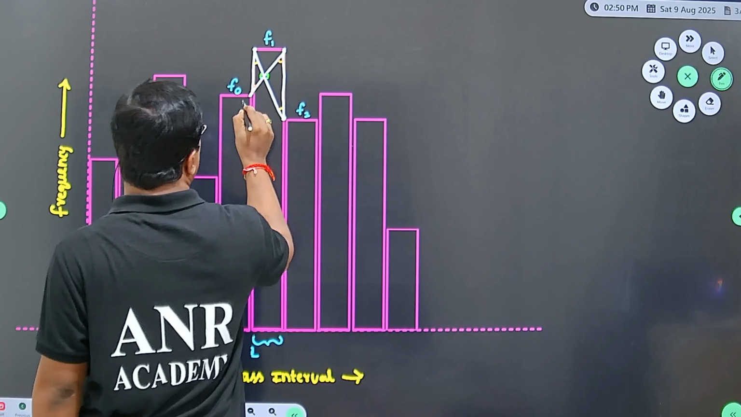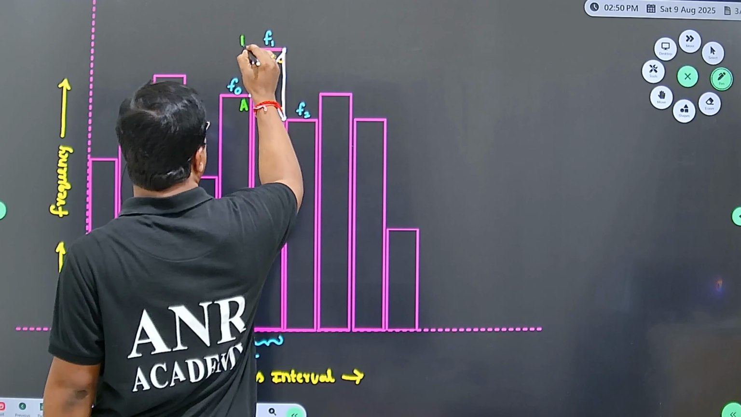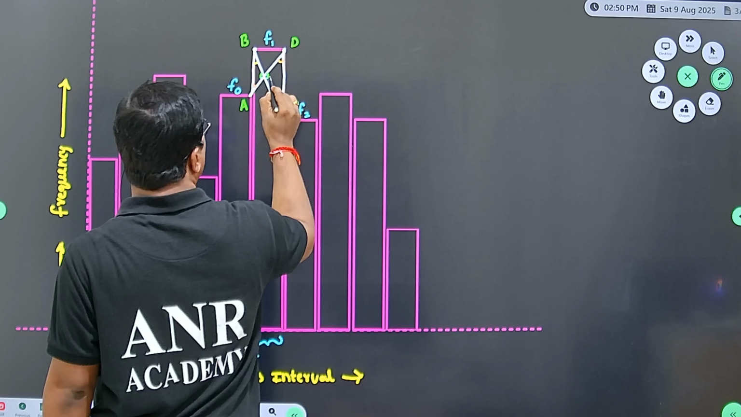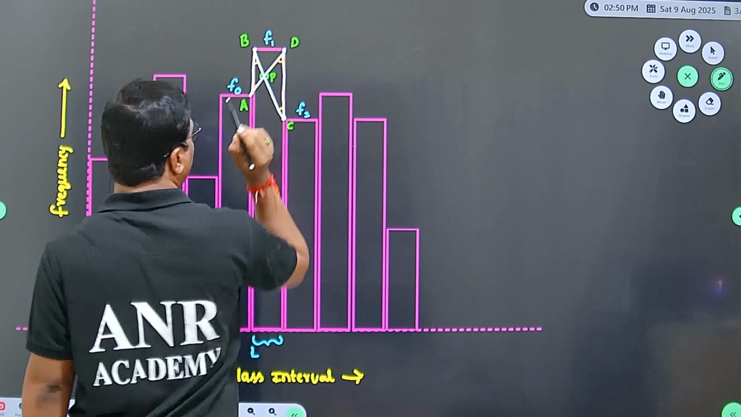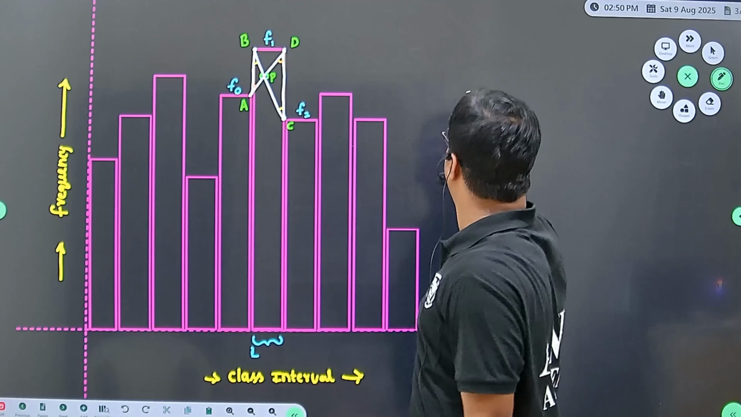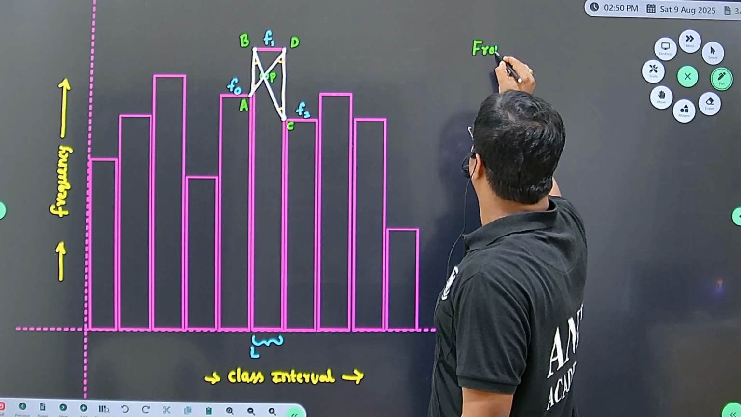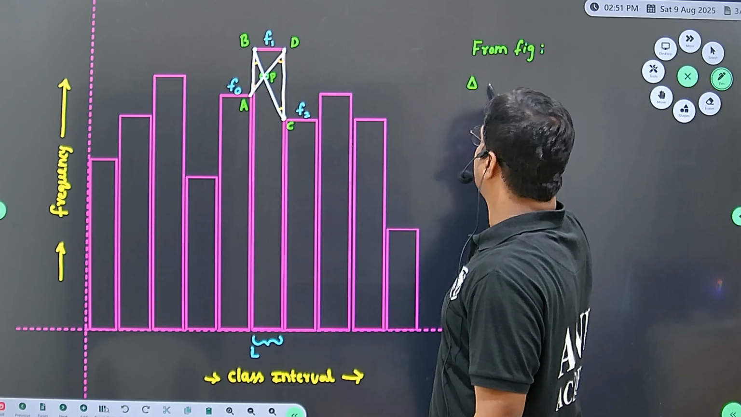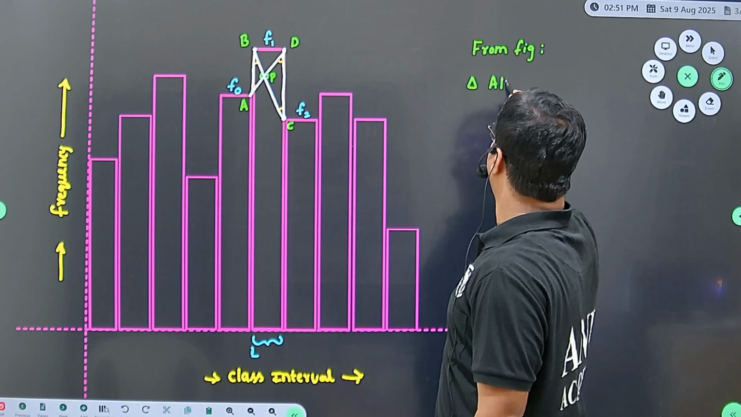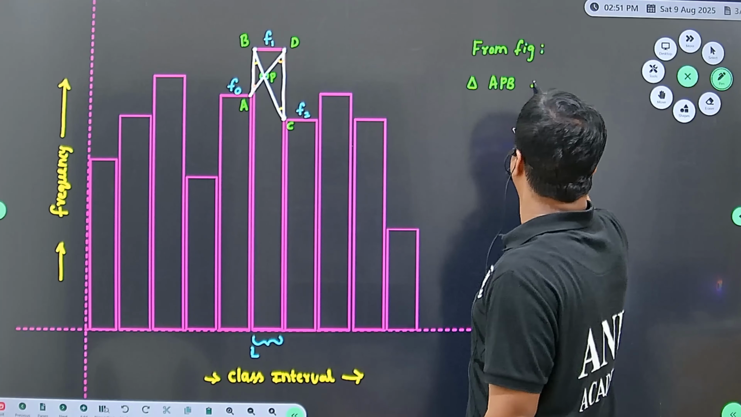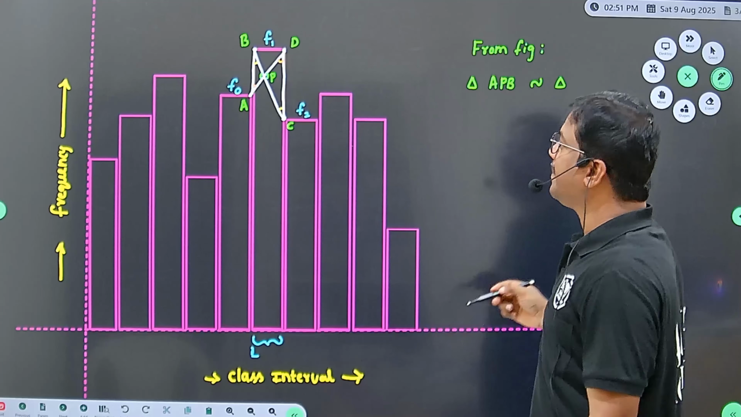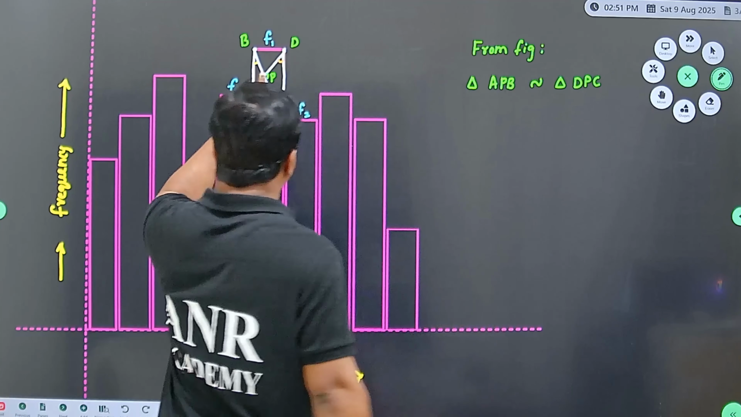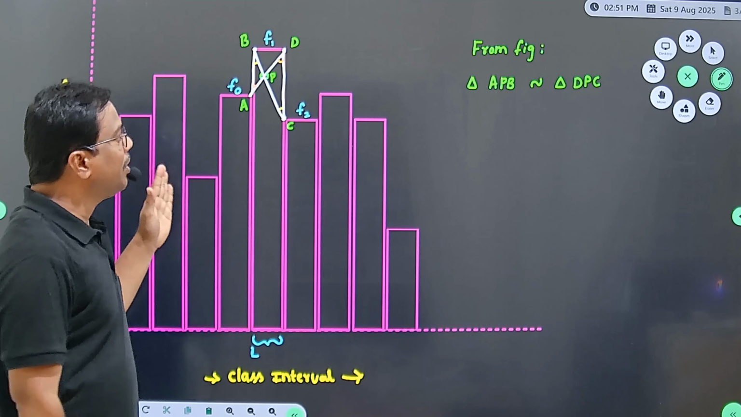Assume that this is some A and this is B. Suppose it is C and it is D, and assume that the point of intersection is P. So from the figure I can write, here triangle APB is similar to triangle DPC. These two triangles are similar, therefore I am going to write the condition here.